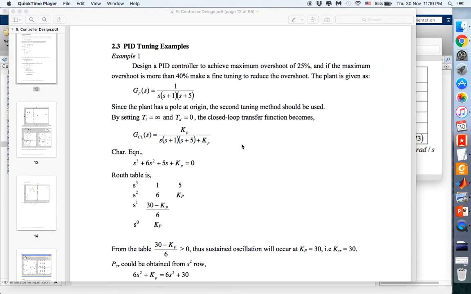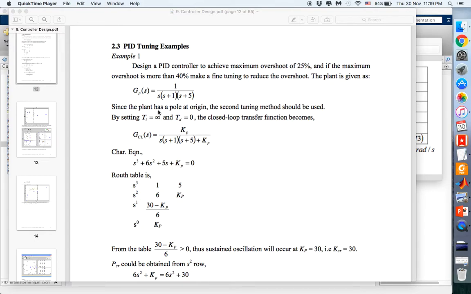This is the second part of the video using the same example 1. So we have the plant GP, 1 over (s plus 1)(s plus 5). But this time we use another method to design our PID instead of using the Ziegler-Nichols tuning.